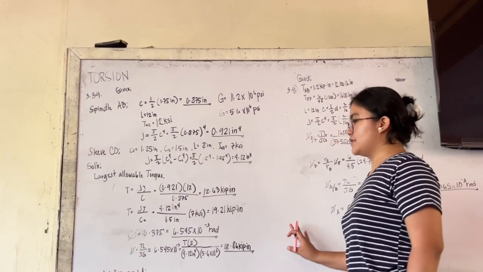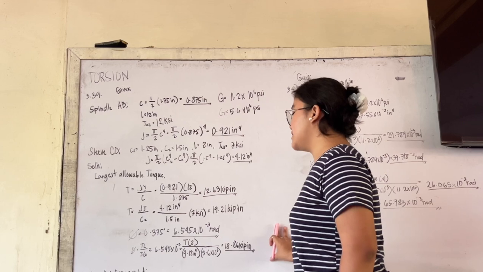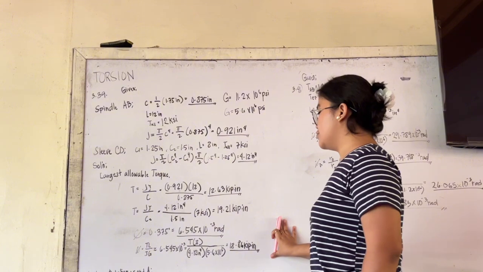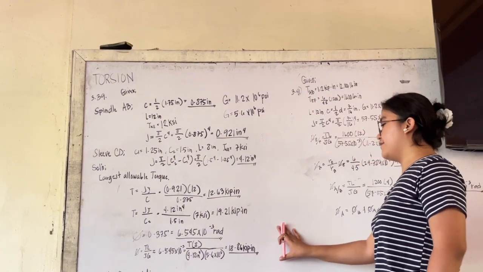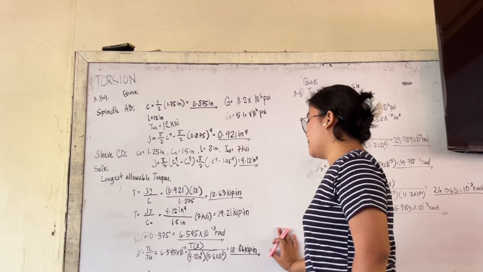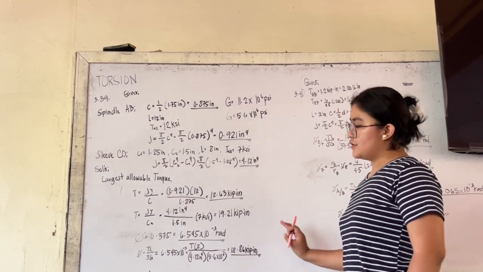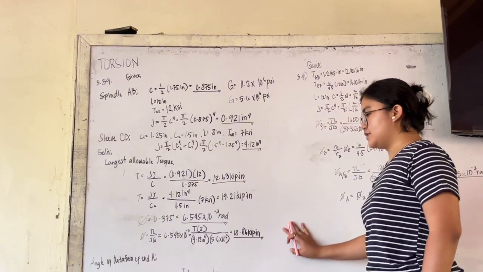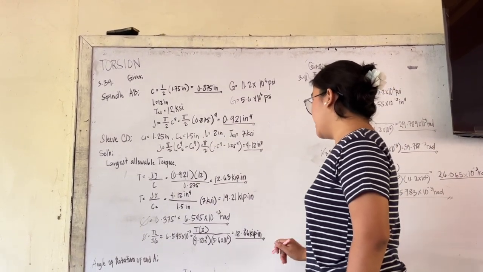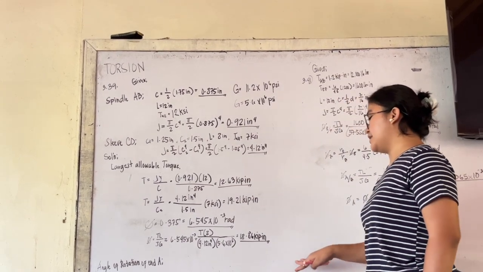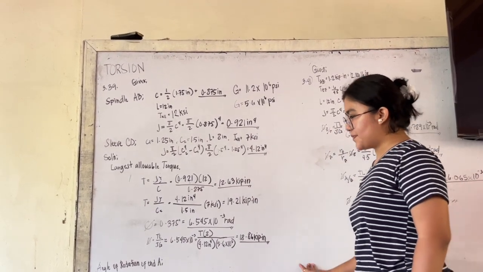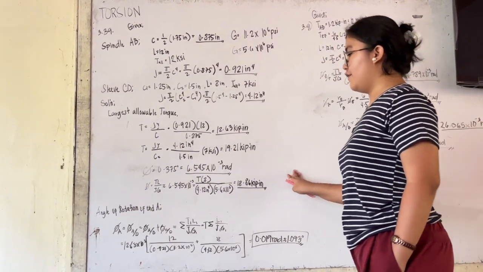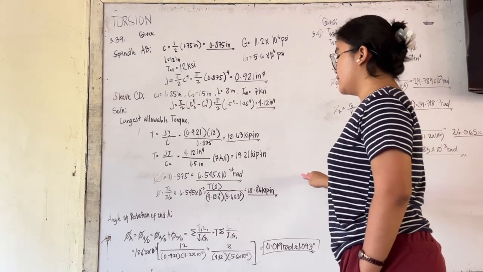For theta, we have 0.375 degrees, and converted to radians, we have 6.545 times 10 to the power of -3 radians. For theta, we have TL over JG. Plug in the given, so we're going to have 18.86 inches.